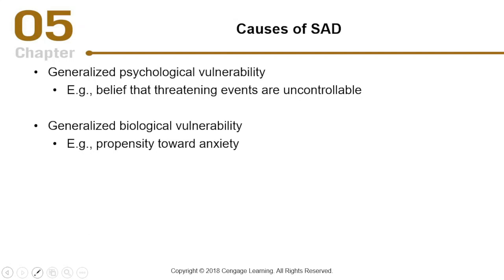Whereas with the generalized biological vulnerability, it's more of the propensity towards anxiety. So the person has more of the tendency, parang kumbaga ang genes niya talaga is more a warrior than a person who's just chill or relaxed.